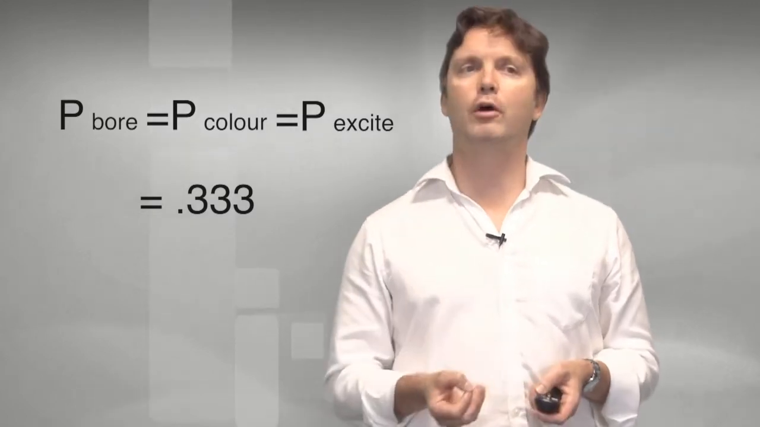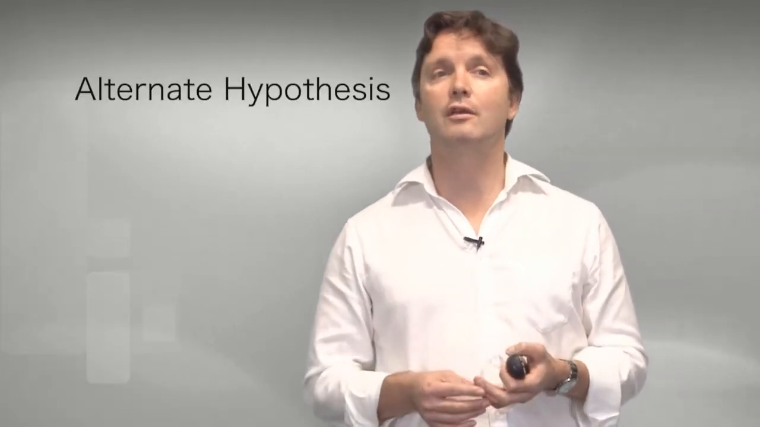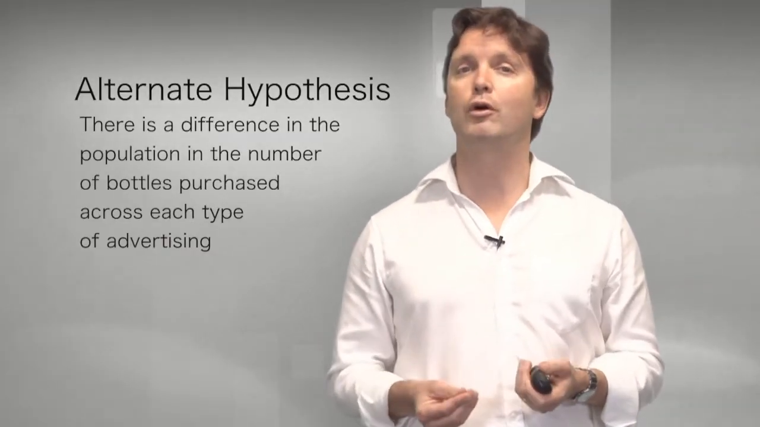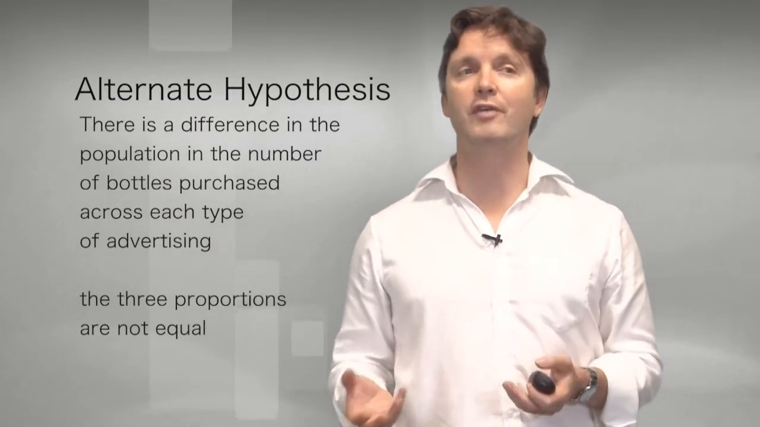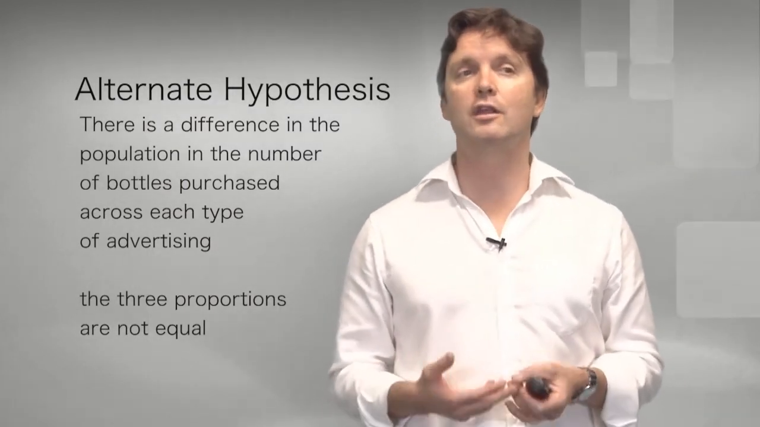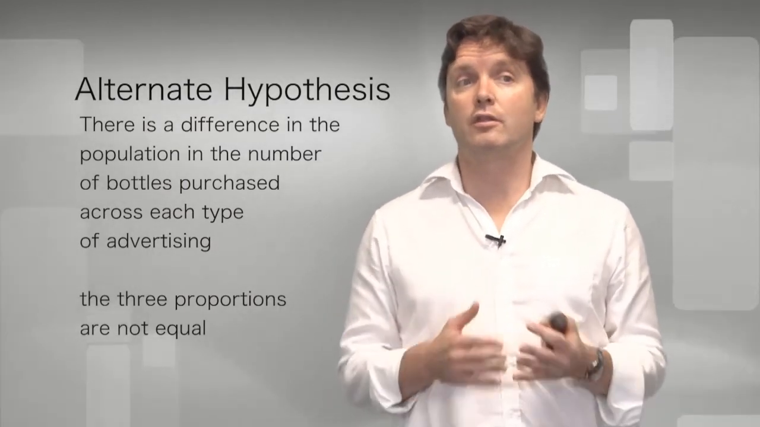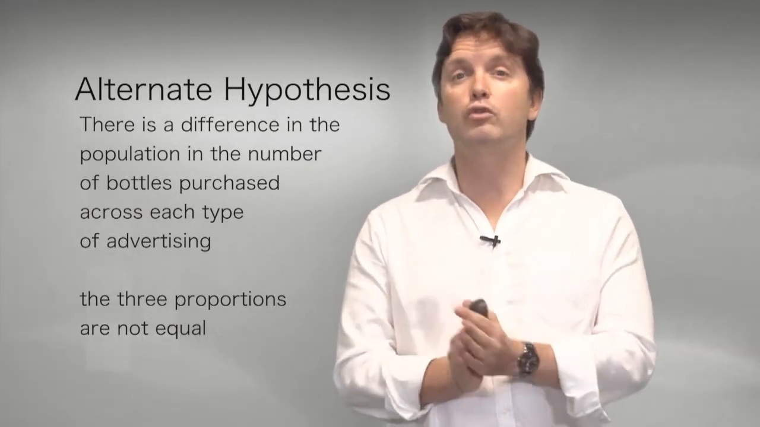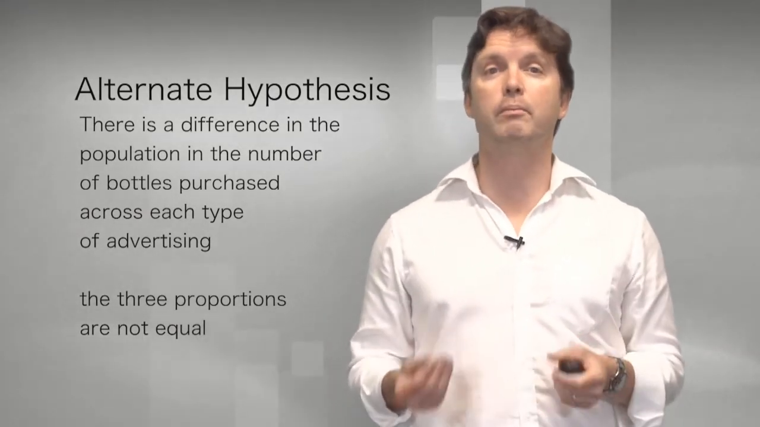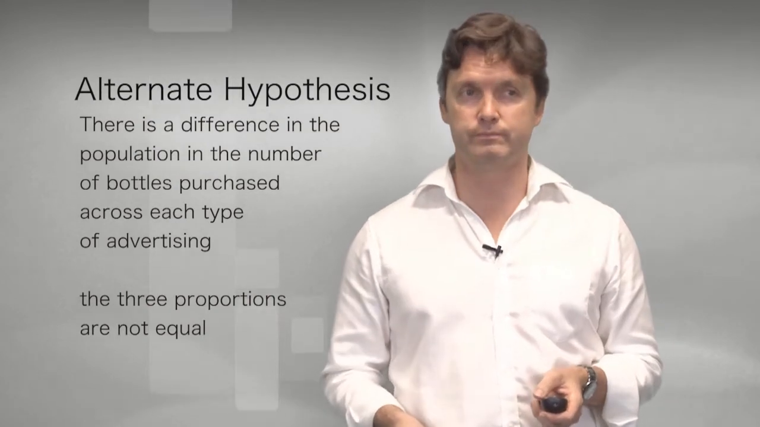So the alternate hypothesis is that there is a difference in the categories. So the alternate hypothesis would be along the lines, there is a difference in the population in the number of bottles purchased across each type of advertising. In other words, there is a difference. There is a real, no-chance difference. The 3 proportions are not equal.